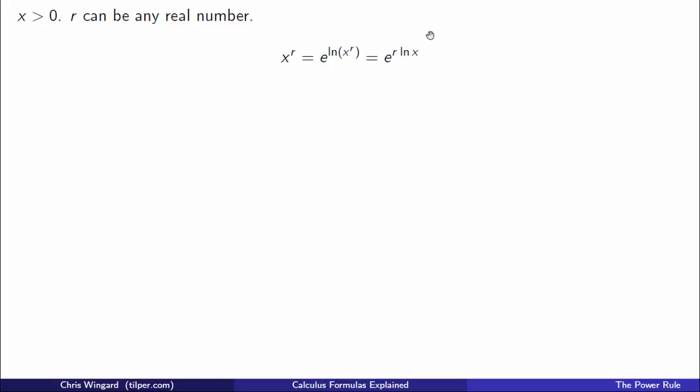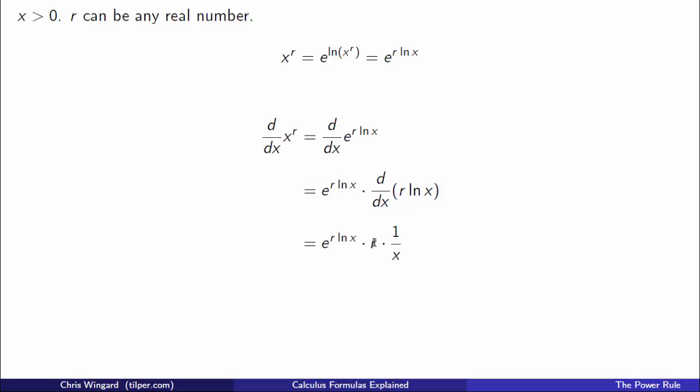So because x to the r equals this, then the derivative of x to the r equals the derivative of e to the r natural log of x. And we can just use the exponential rule for this. So we know that if we take the derivative of e to something, then we're just going to end up with e to that thing multiplied by the derivative of that thing. So that comes from the chain rule.